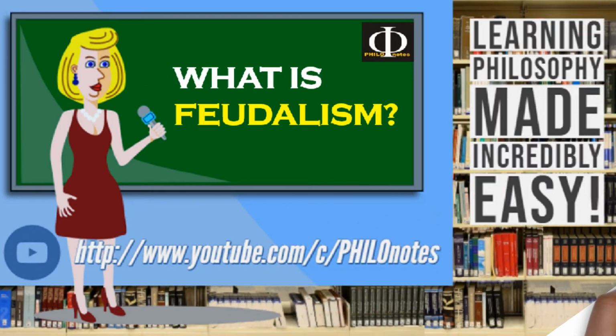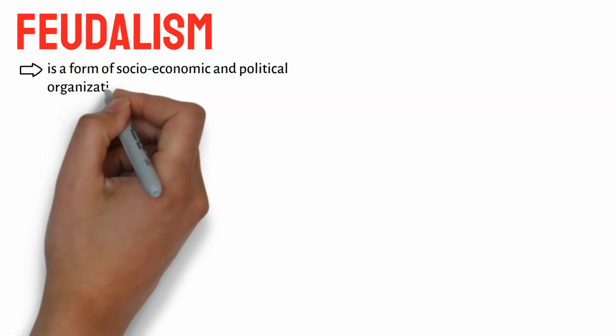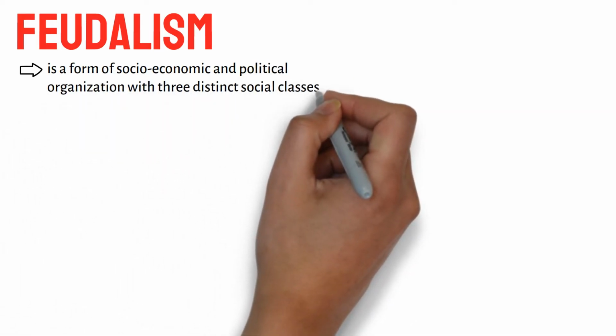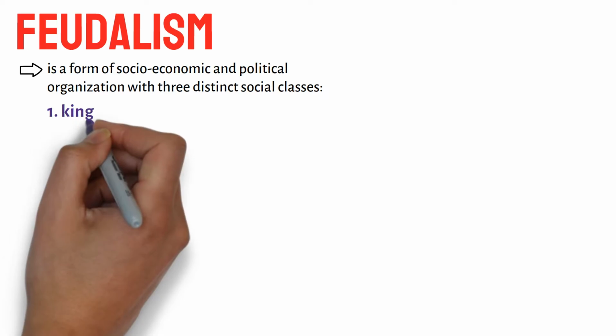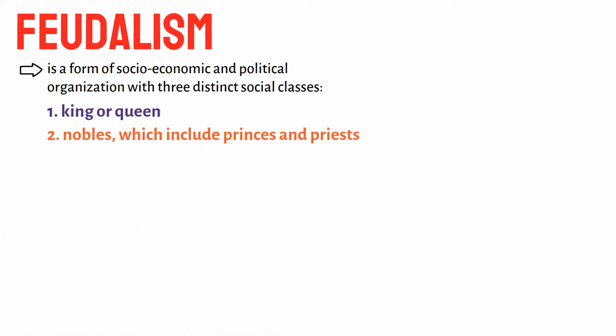What is feudalism? Feudalism is a form of socio-economic and political organization with three distinct social classes, namely the king or queen, the nobles, which include princes and priests, and the peasants.